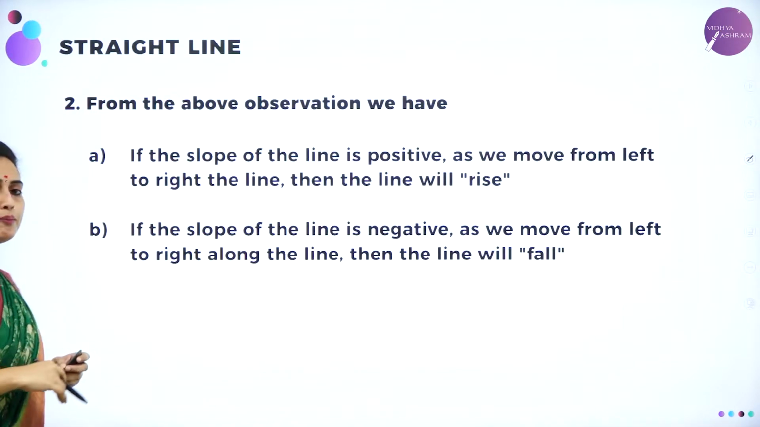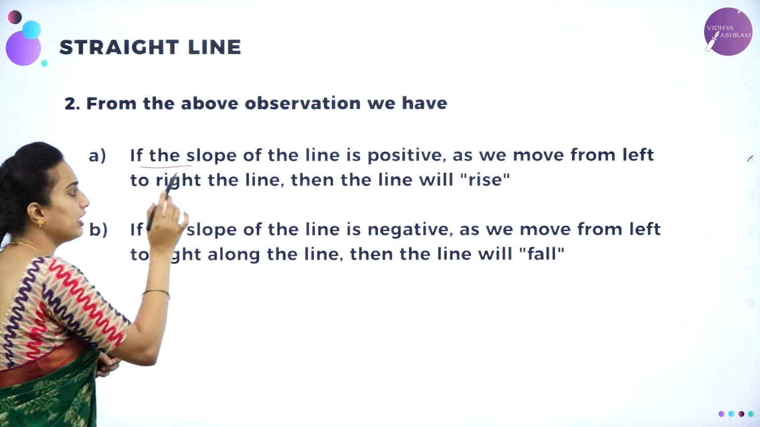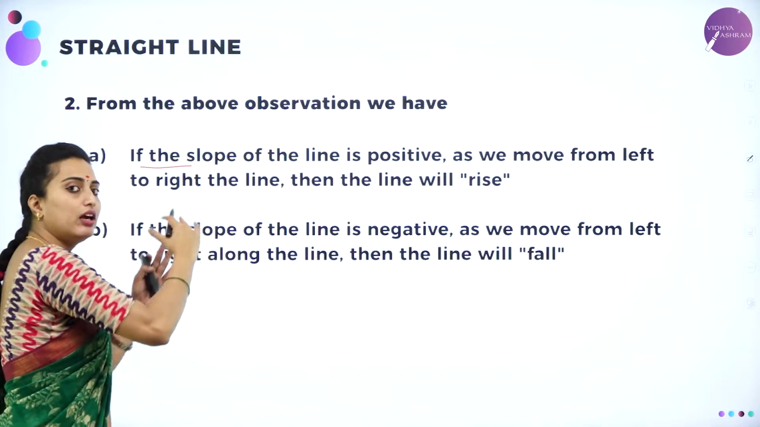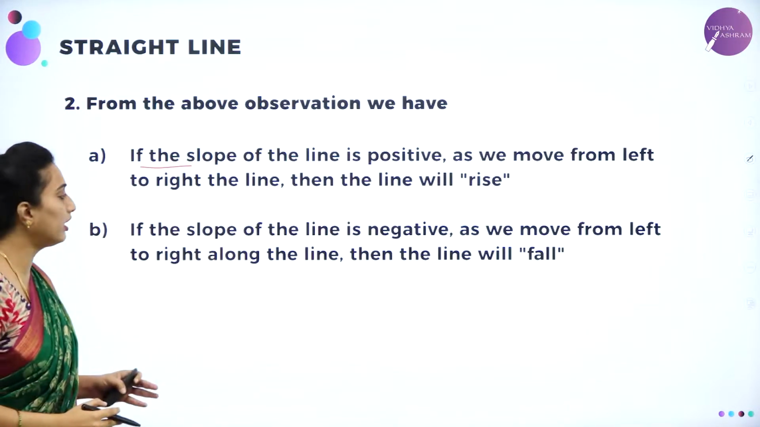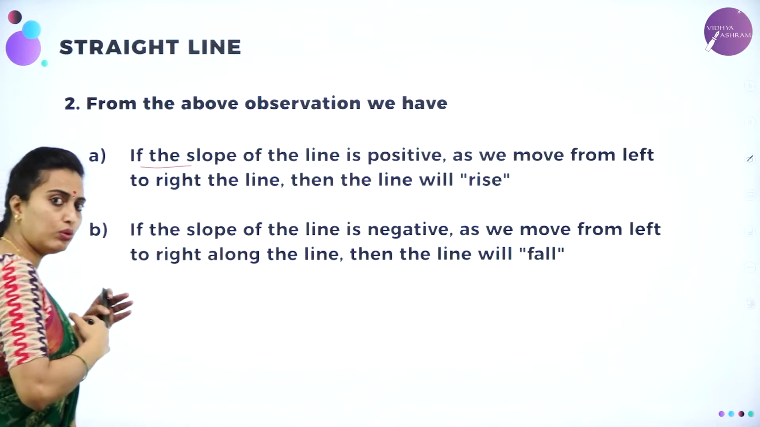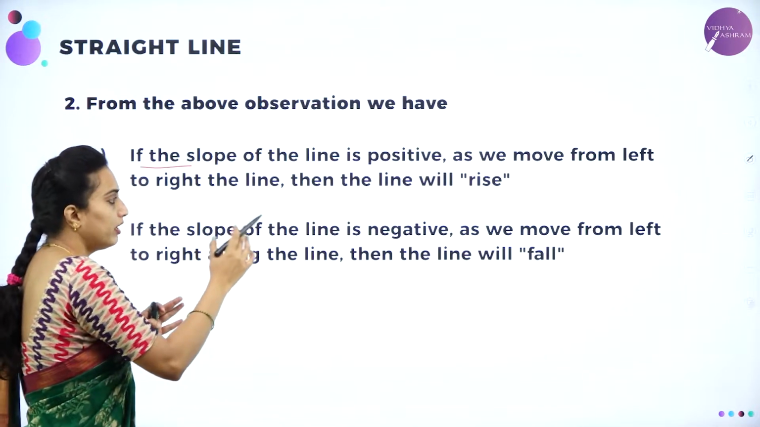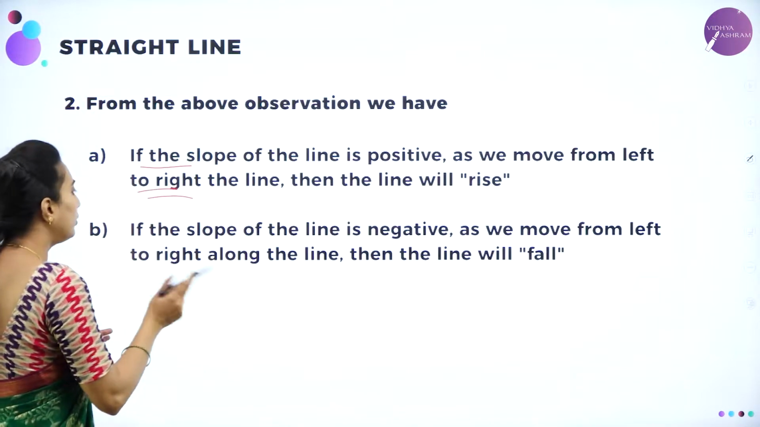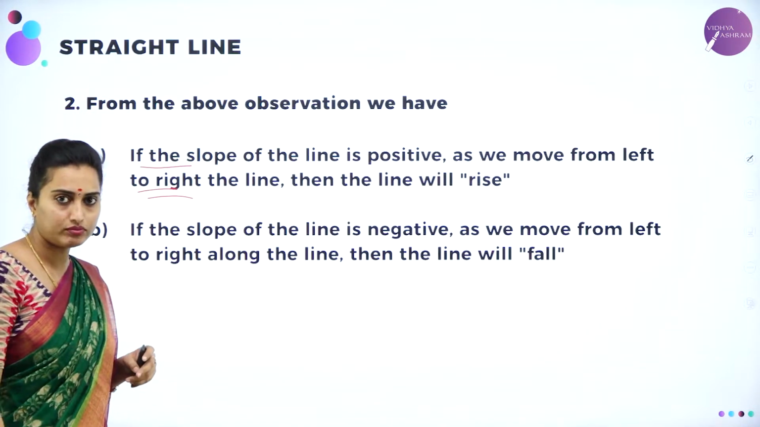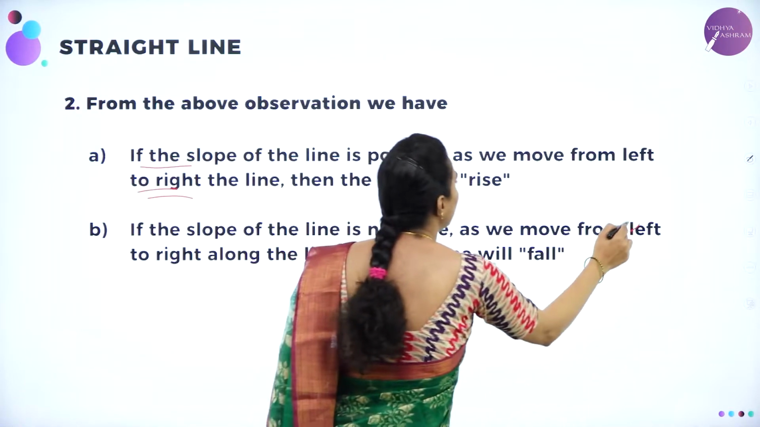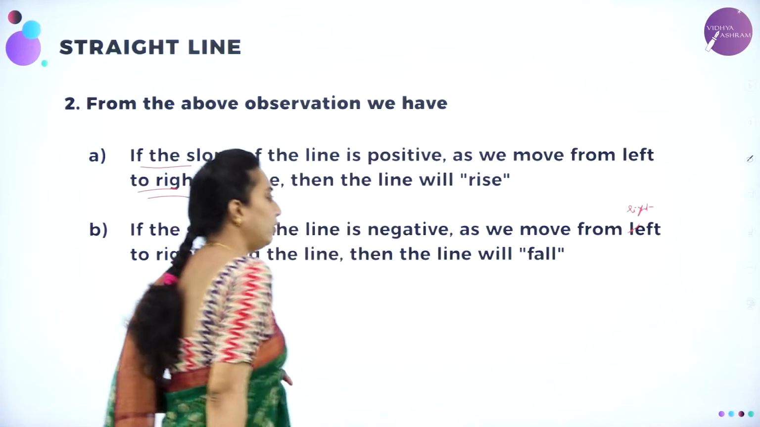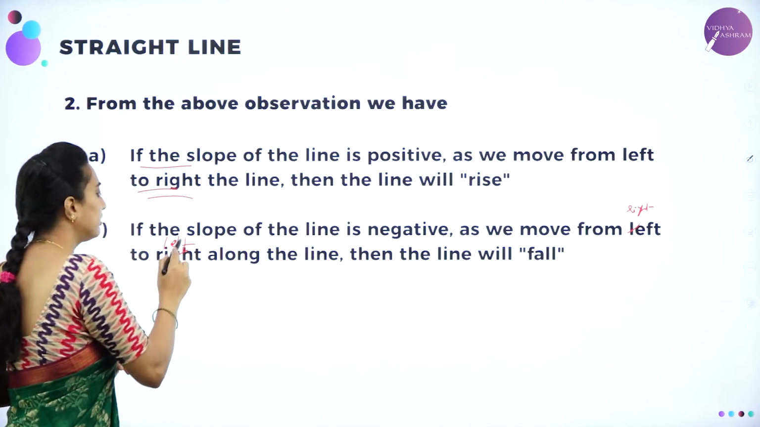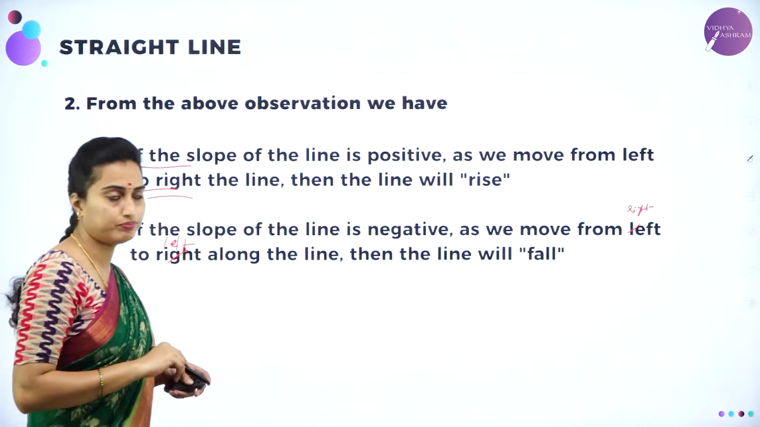From the above observation, if the slope of a line is positive, then as we move from left to right, the line will rise. That is, the line will rise like this, isn't it? From left to right the line will rise, and from right to left, the line will fall. Understood? It is not left to right, it is from right to left, the line will fall. This you have to understand. This is very, very important also.